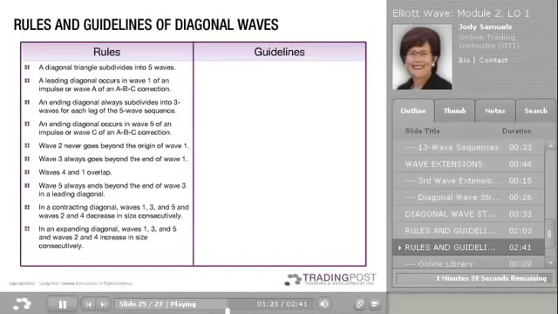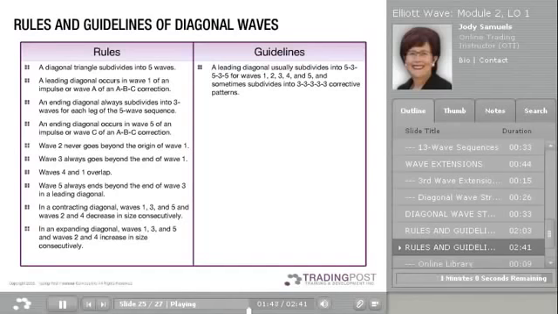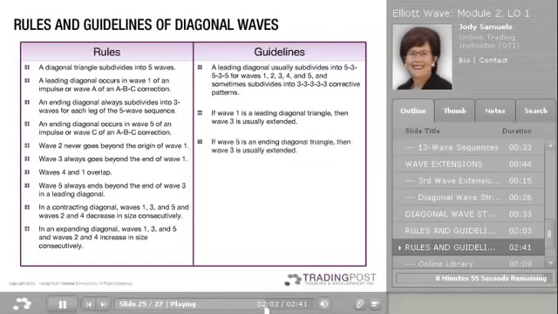And now for the guidelines. 1. A leading diagonal usually subdivides into 5, 3, 5, 3, 5 for waves 1, 2, 3, 4, and 5, and sometimes subdivides into 3, 3, 3, 3, 3 corrective patterns. 2. If wave 1 is a leading diagonal triangle, then wave 3 is usually extended. 3. If wave 5 is an ending diagonal triangle, then wave 3 is usually extended. 4. A contracting diagonal can have a failed 5th wave.